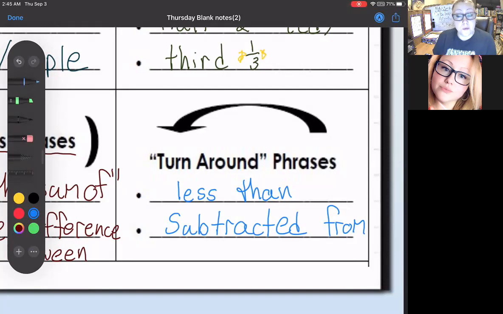So what we're going to do now is we're going to do a real short video where we're going to take some word sentences that they give us, and we're actually going to write some expressions, and then you're going to do a couple on your own, and we'll be done with Thursday, and then we'll be on to Friday.